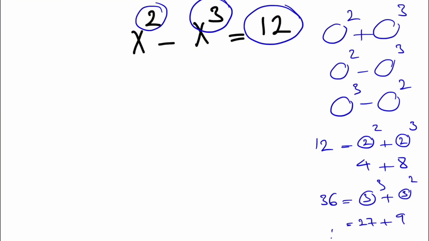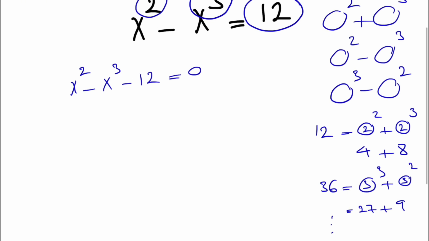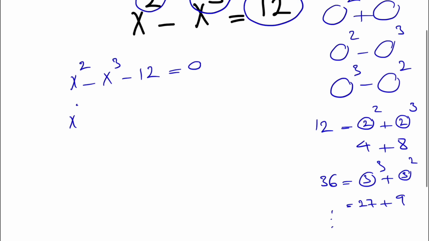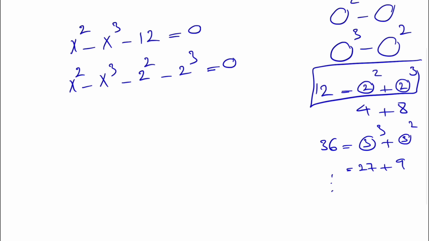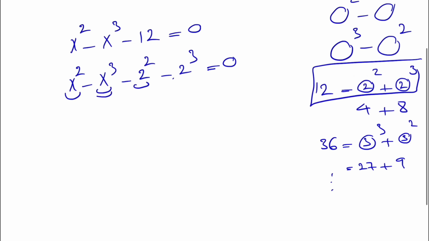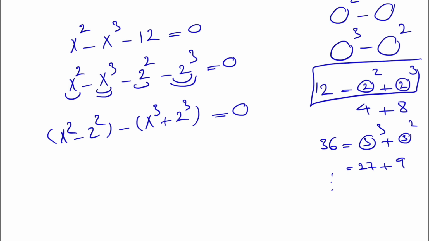So let's bring the 12 to the other side of the equation and see what we can get. We have x squared minus x cubed minus 12 is equal to 0. And as I mentioned, for 12 we can write it down as what we have here: minus 2 to the power of 2 minus 2 cubed is equal to 0. Now we group these two together and these two together too. So if we do that, we have x squared minus 2 to the 2, and if we factor a negative sign from the other two, we'll get x cubed plus 2 cubed is equal to 0.